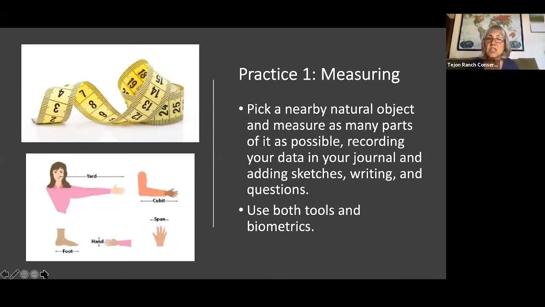Okay, so here's your first practice. Here's the first journal entry that you're going to do today. And then the next journal entry you'll do on the next day, but this was the first one. I want you to pick a place, a nearby natural object, and measure as many parts of it as possible. We already talked about measuring the parts of a plant. It's a great way to start. There's plants all over, whether it's a weed in the crack in some concrete or it's in a field, there's always a plant. Go ahead and measure that. That's an easy thing to measure, and you can use tools and you can use biometrics to do all of that. So that's going to be your first activity.